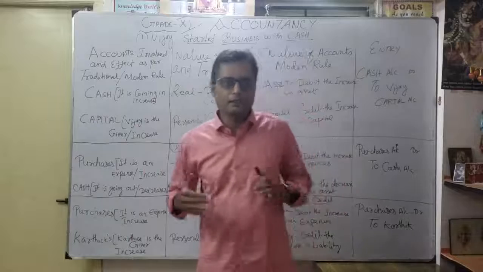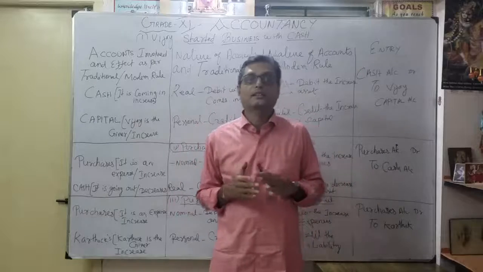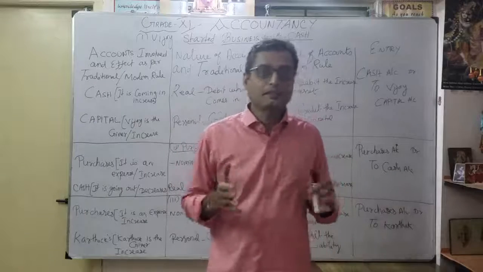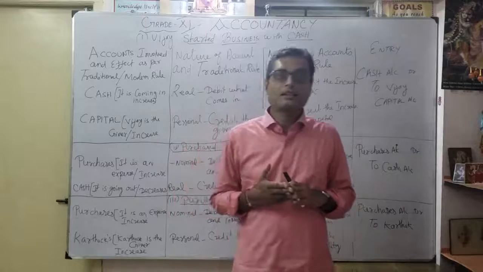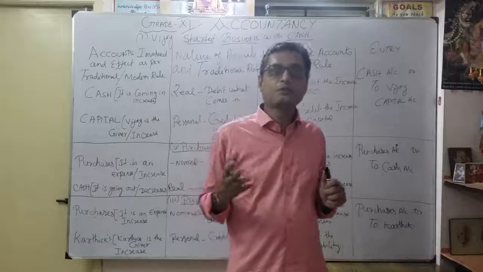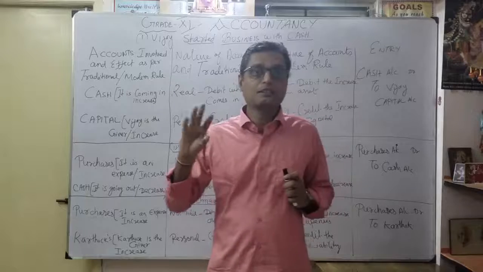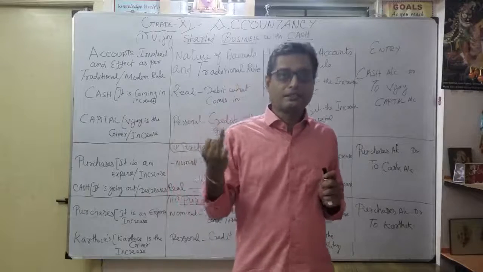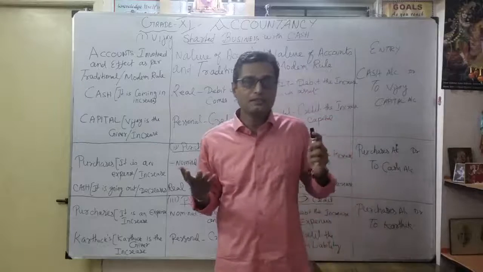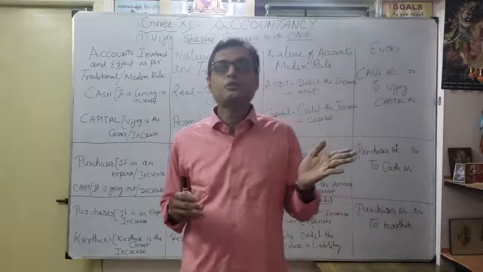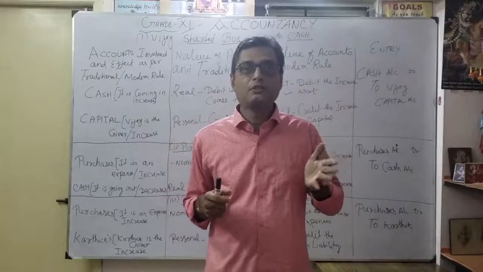Now we are in the process of formation of journal entries. How do we prepare journal entries? We have to compare two approaches: the modern approach and the traditional approach. In the modern approach, there are 5 elements. What are the 5 elements? Assets, liabilities, capital, income, expenses. Then the traditional approach classifies accounts into personal account, real account, and nominal account.